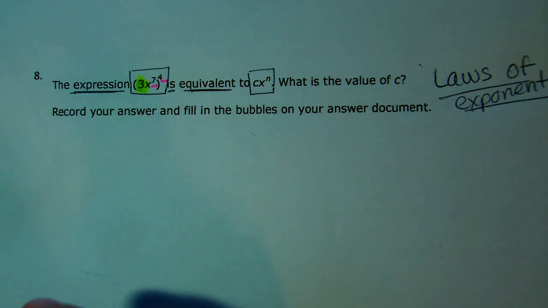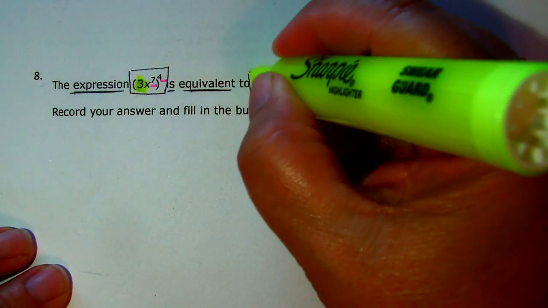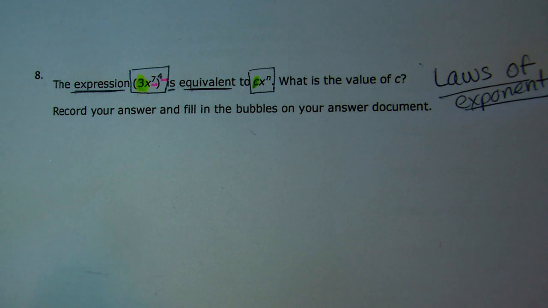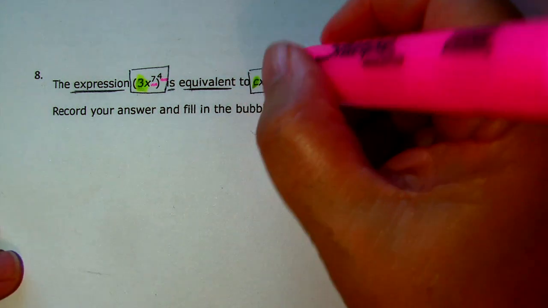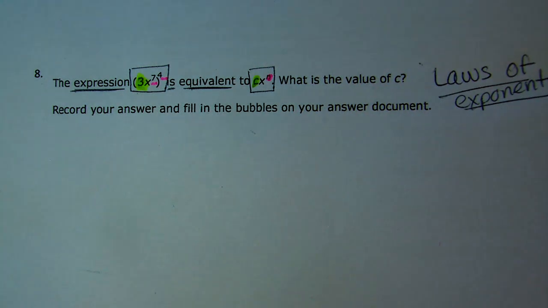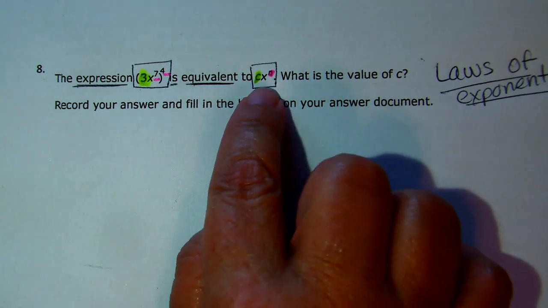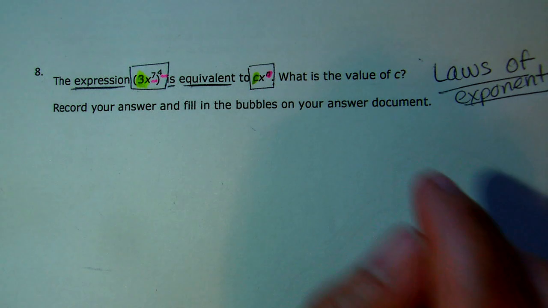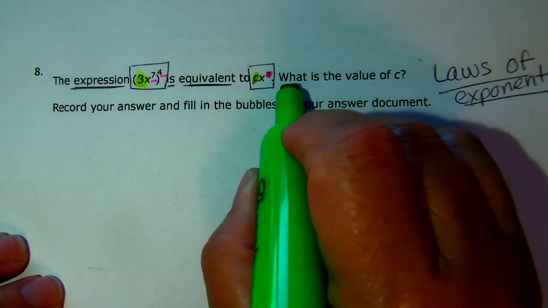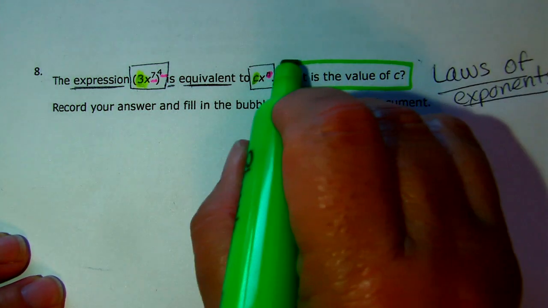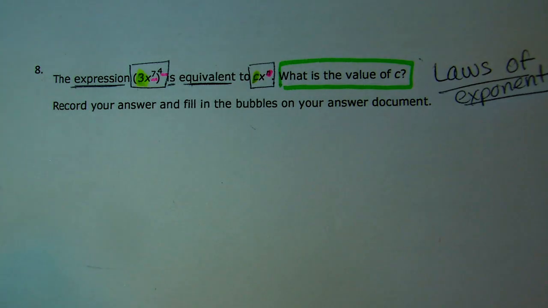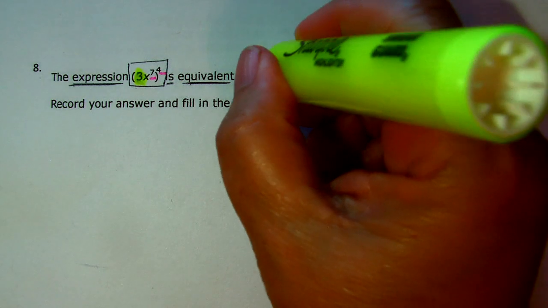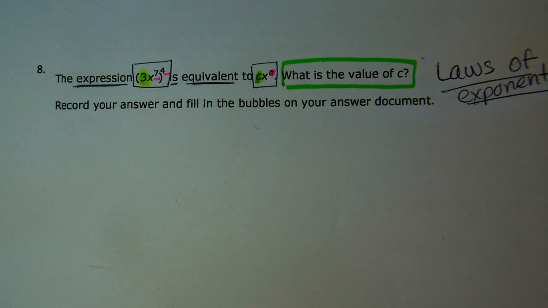So guess what the C represents? The C represents a coefficient, okay? And the N represents an exponent, okay? The X remains as the letter of the variable or the variable of the expression. Look at the question. What is the value of C? What is going to be the value of C here? Remember what I told you about the coefficients.